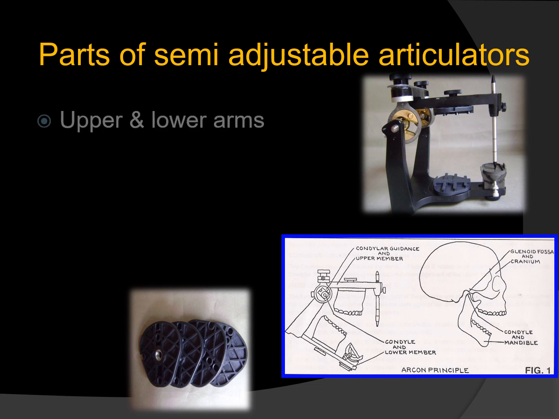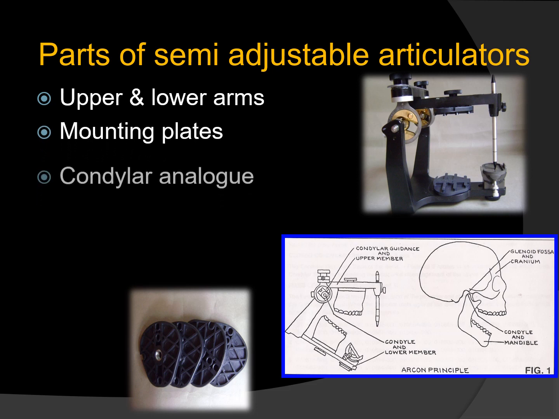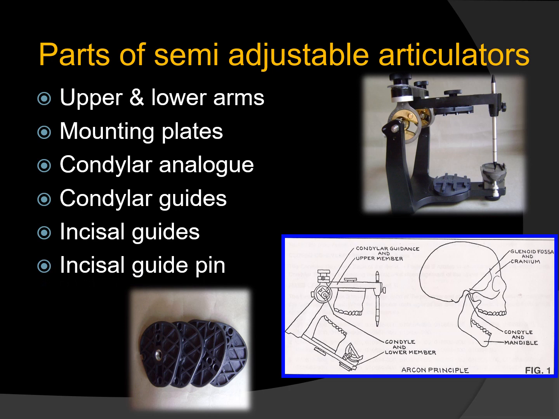Now let us see the parts. The parts include upper and lower members, the mounting plates, condylar analog, condylar guides, incisal guide and incisal guide pin. Let us see them one by one in detail.